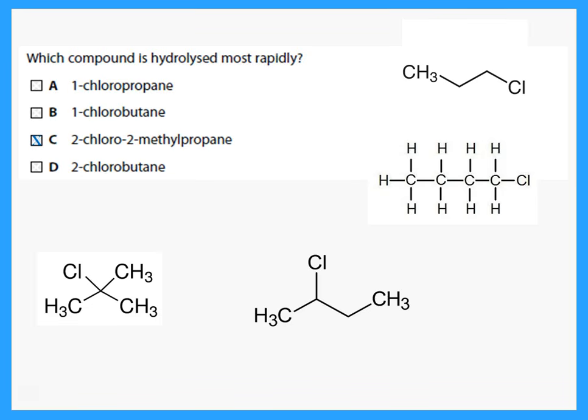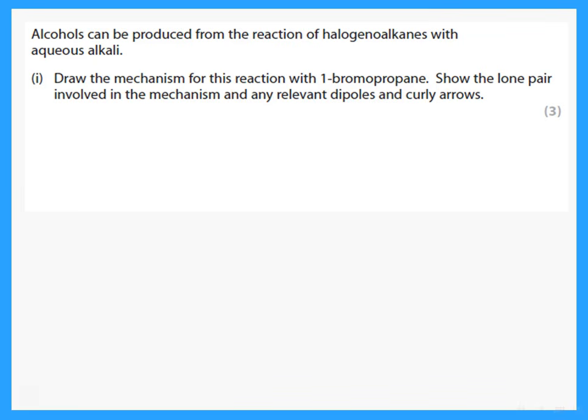Alcohols can be produced from the reaction of halogenoalkanes with aqueous alkali. Draw the mechanism for this reaction with 1-bromopropane.